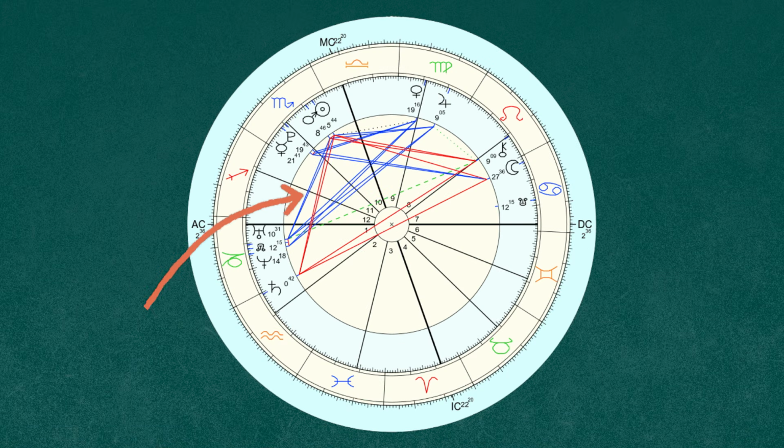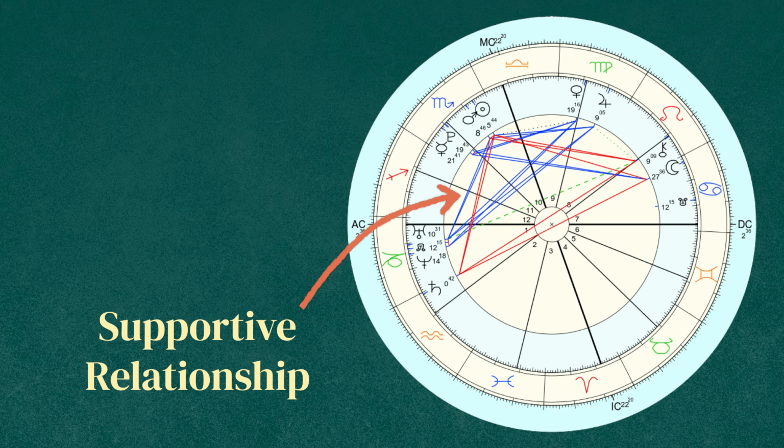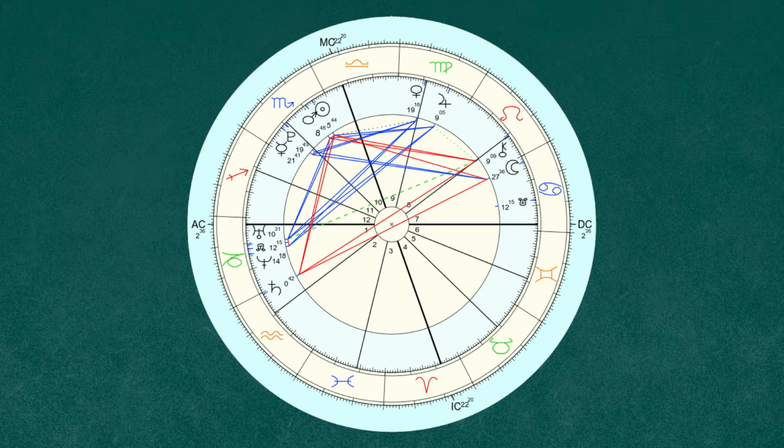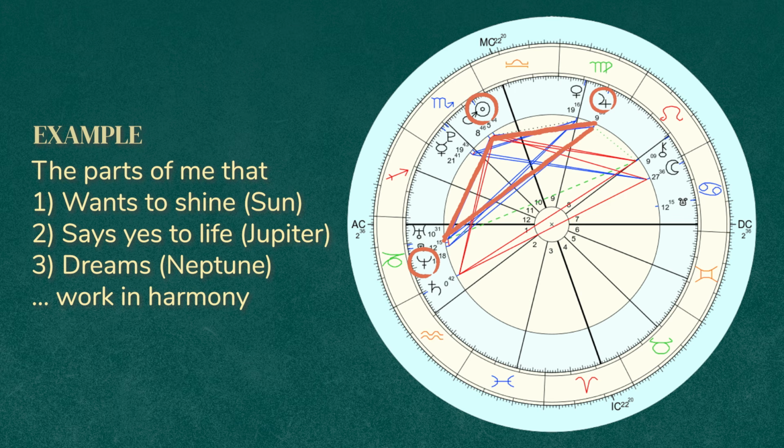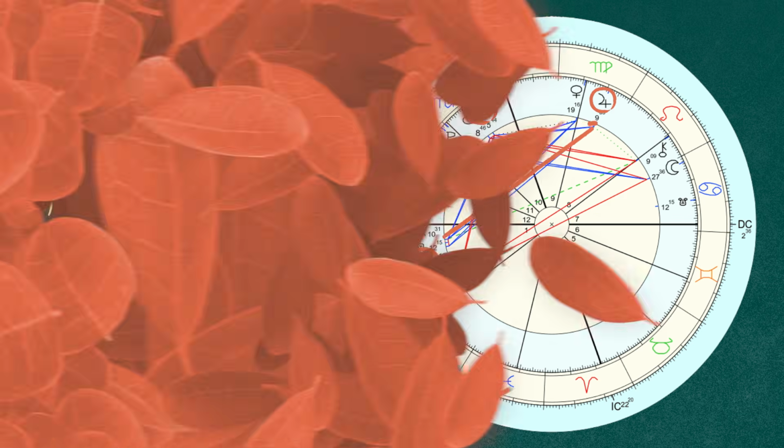Compare this to the blue lines that are more of a natural, harmonious relationship, but often these can be overlooked because we take them for granted or assume that other people have them too. And yet, these are your gifts. These are areas where you experience ease, and leaning into them can be really beneficial in life.